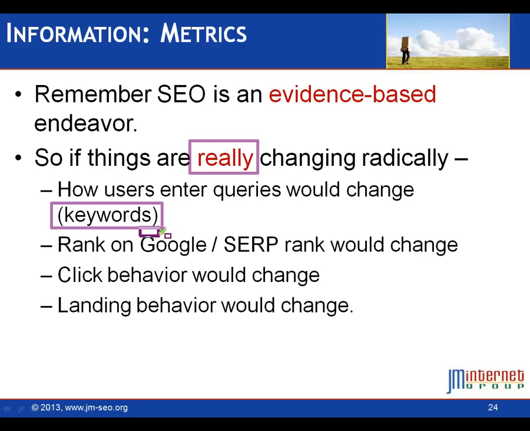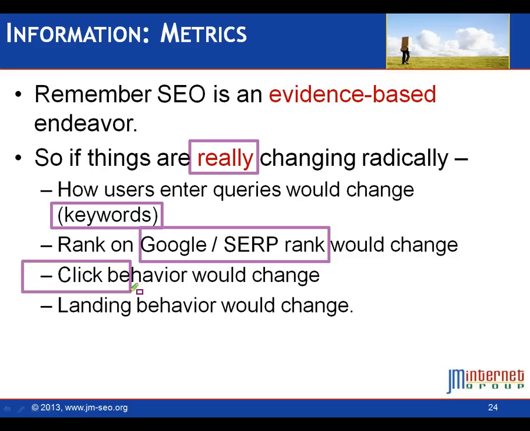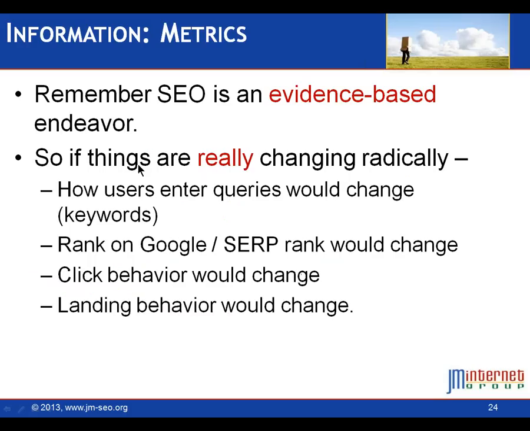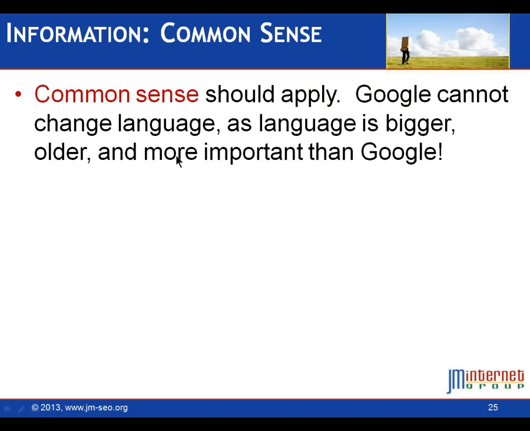If things are changing, your rank will deteriorate and you'll know you're in trouble. So you've got to measure your rank and you'll see that. Click behavior would change based on things like picture showing and landing behavior. So if things are changing, things will change across the chain. Remember, you can measure what's happening to you. That's what really matters, not what happens to the whole industry. So you want to realize you can measure a lot.